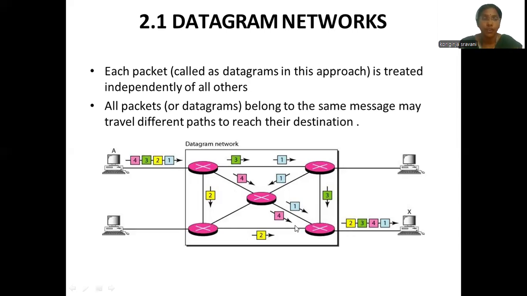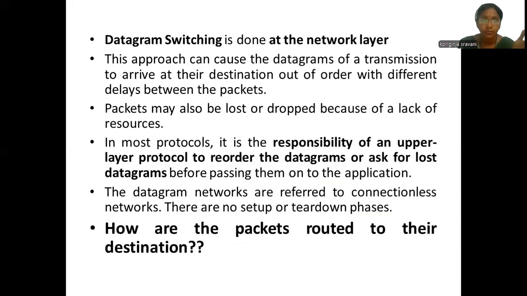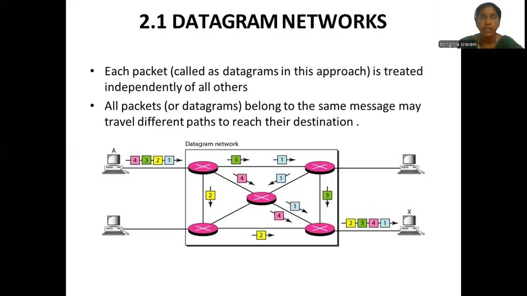So this type of technique is used in modern computers and in the internet. Datagrams, which are handled in the network layer, and this approach can cause the datagrams, that is, packets of transmission, to arrive at the destination out of order. For example, if packet 1 has arrived, and the next packet is 4, then 3, then 2, the packets are not in order. So this is a problem in a datagram network.